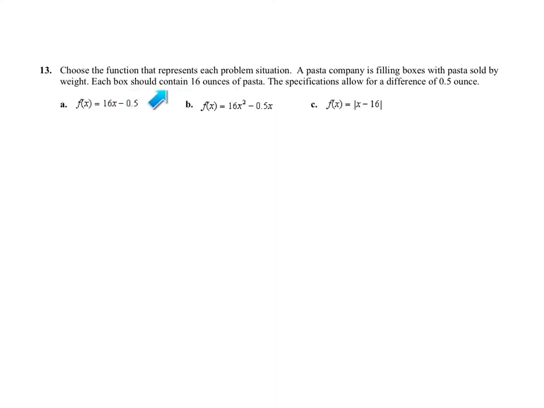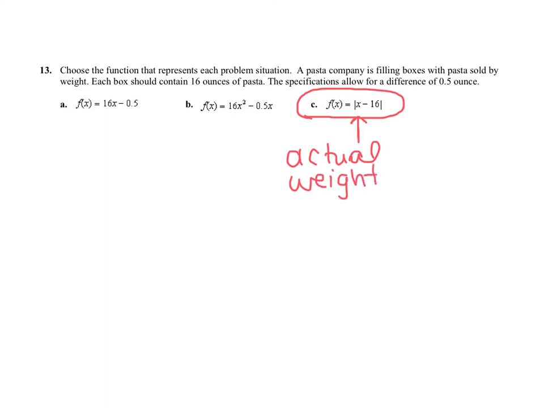And if we were under, then it would be a negative situation. And so we need to make that negative number positive, and that's why we'd use the absolute value function. So for this one, we're going to be using this function right here. x represents what the actual box weighed, the actual weight of the box. And then minus 16 is showing us how much it was off by. In the perfect world, it would all weigh 16 ounces, but it's not always going to happen that way.